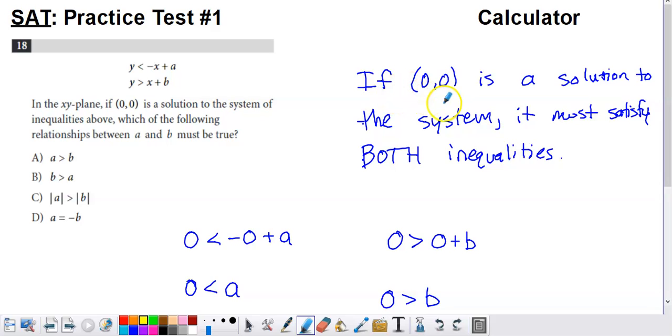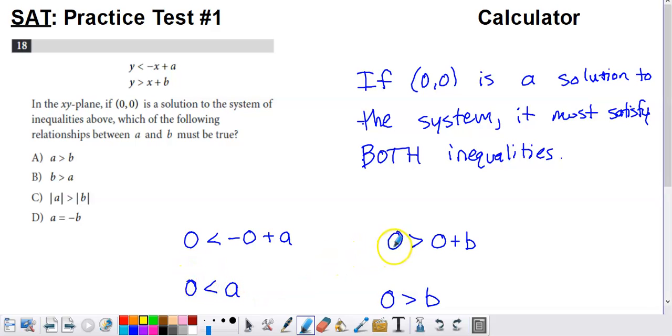But if 0, 0 is a solution, not only is it in the shaded region of the graph, but it must satisfy both inequalities. So if I put 0 in for both this y and this x, what do those inequalities end up telling us? Well, when I put 0 into the top inequality for y and for x, negative 0 is still just 0, and then 0 plus a is just a. So this tells us that 0 is less than a.